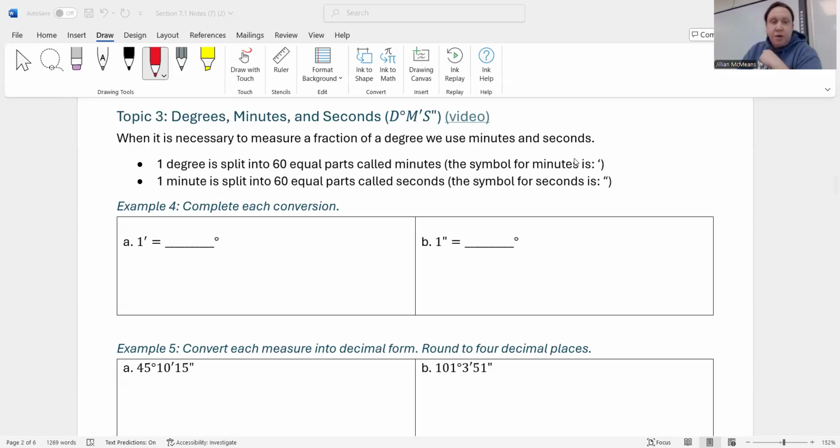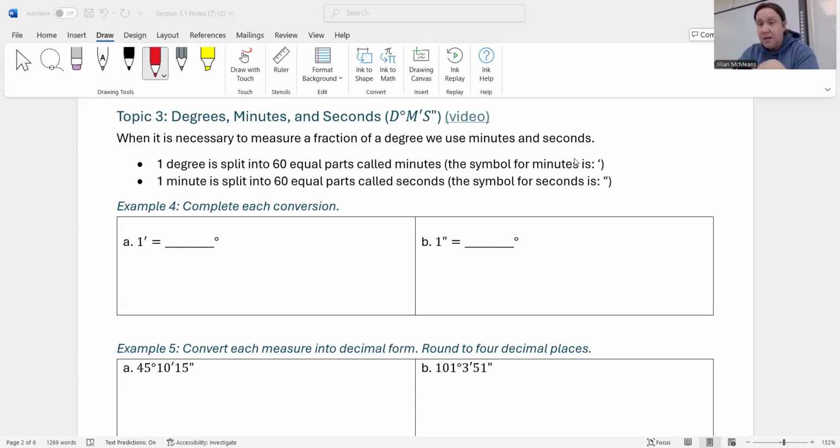Okay, for topic three, we're going to talk about degrees, minutes, seconds, and notice that notation I have in parentheses here. So if there is ever a situation where you need partial degrees or a fraction of a degree, we can use minutes and seconds. So minutes and seconds are just smaller portions of a degree.